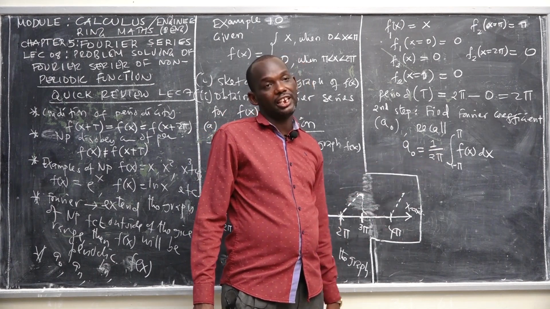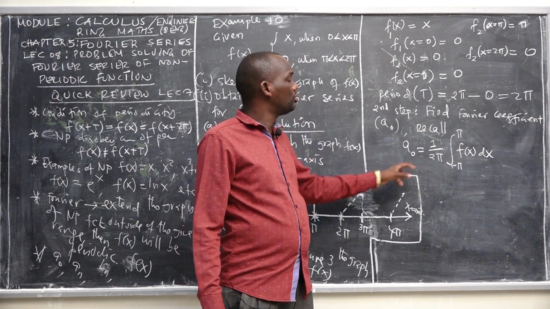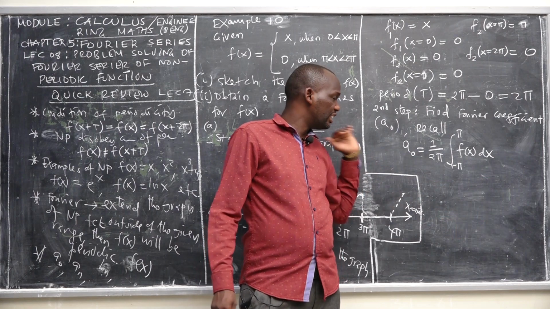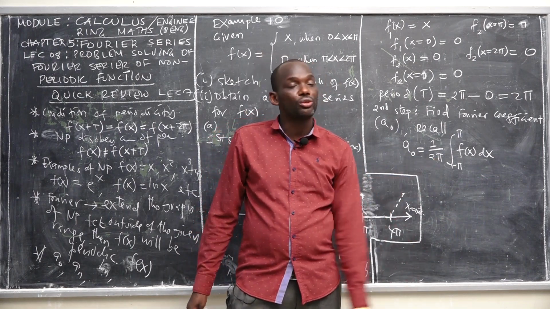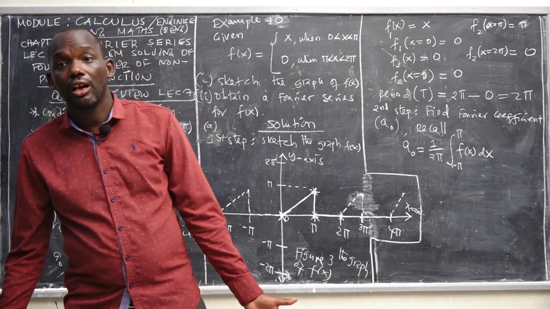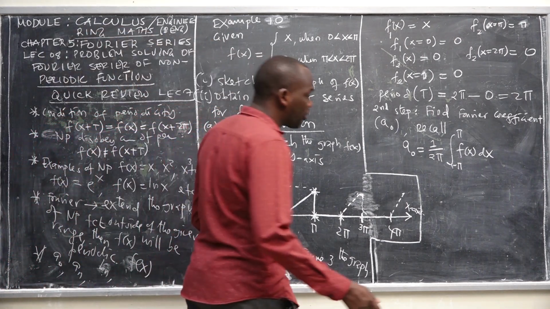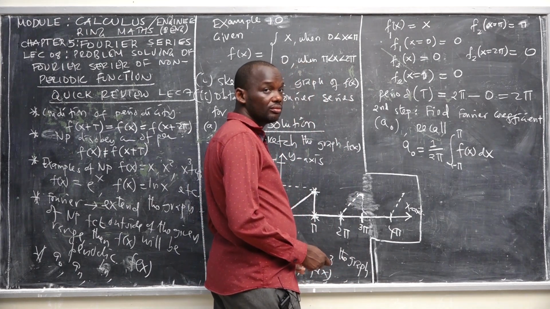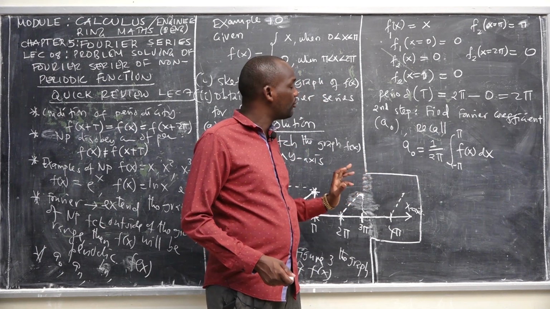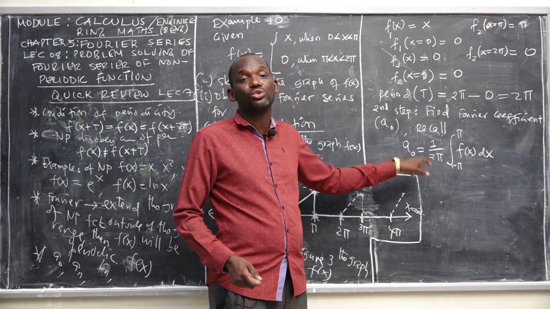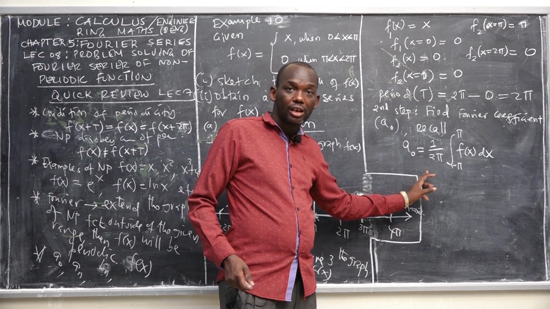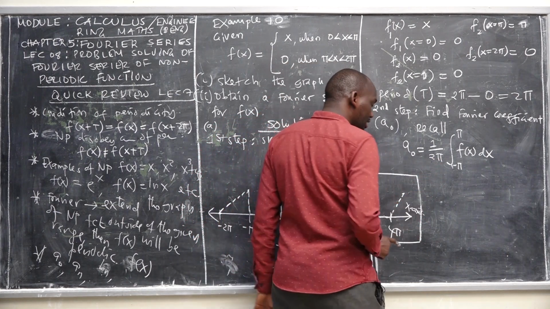Or you can use that: A0 is equal to 1 over pi, integral from negative pi to pi, f of x dx. But in the general formula of Fourier series, you have to include A0 over 2. Are we together? You should not be confused, but you have to be careful. If you use these formulas, there's no need in the general Fourier series to divide A0 by 2, because you have already divided. That's the meaning of the 2. Are we together? Okay.